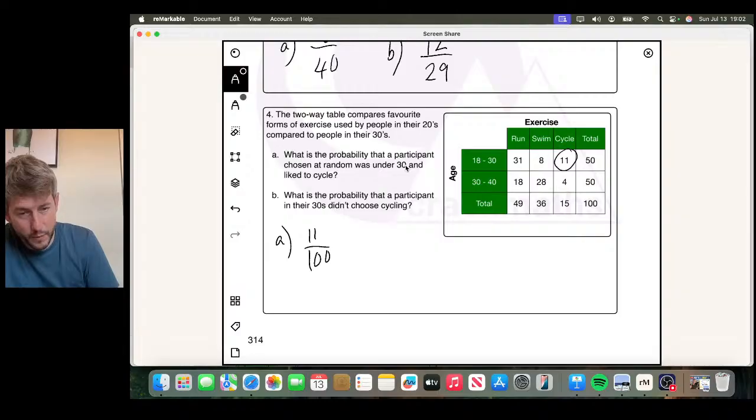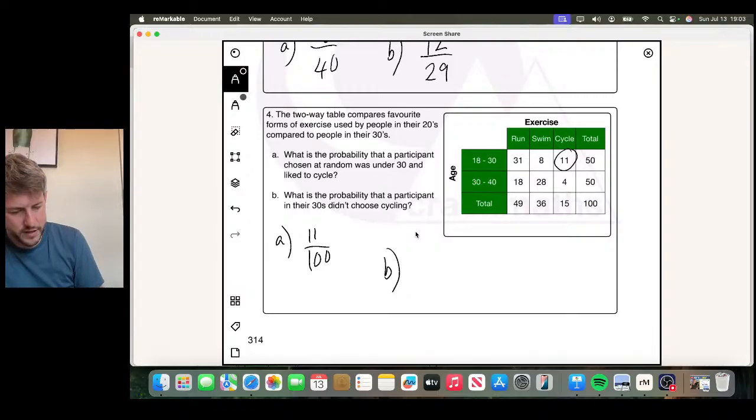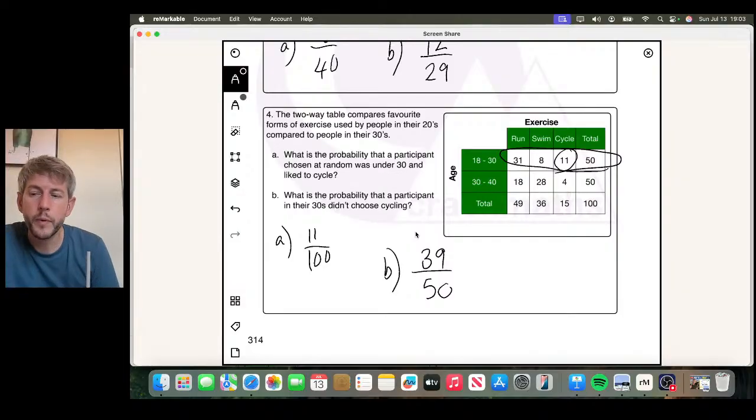Okay, and then we've got B. What is the probability that a participant in their 30s didn't choose cycling? Oh, okay. Right, participants in their 30s, so that was these ones. So it's out of 50. Now, if 11 of these 50 people chose cycling, that means that 50 take away 11, which is 39, people did not choose cycling. So there we go, 39 out of 50.